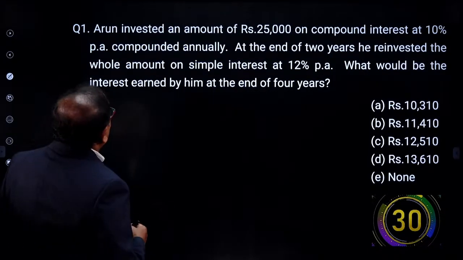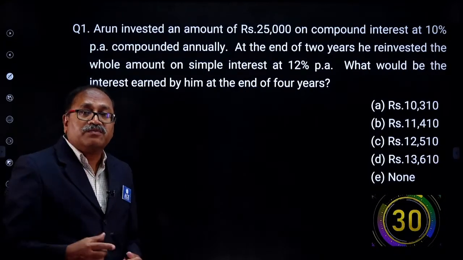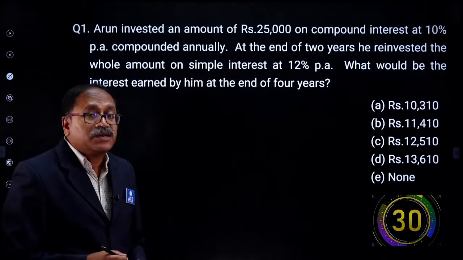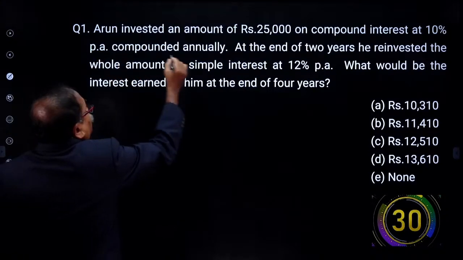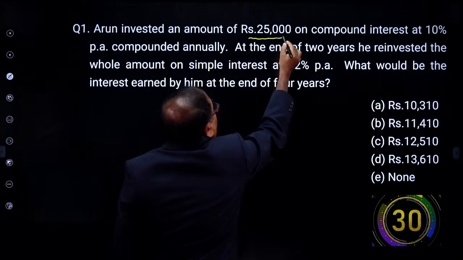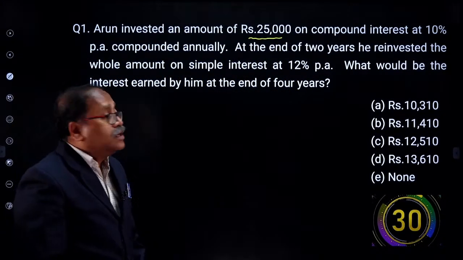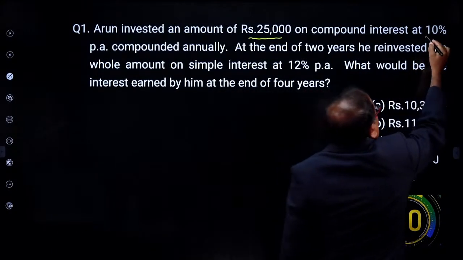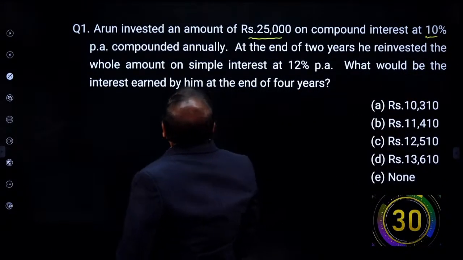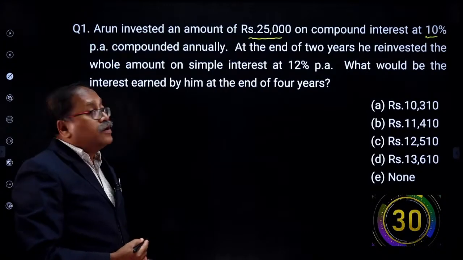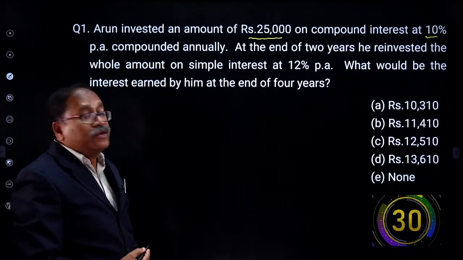And then let's begin. This is a question from compound interest and simple interest. It is said that Arun invested rupees 25,000 on compound interest at 10% per annum, compounded annually. Fine, we know the principal, we know the rate of interest.